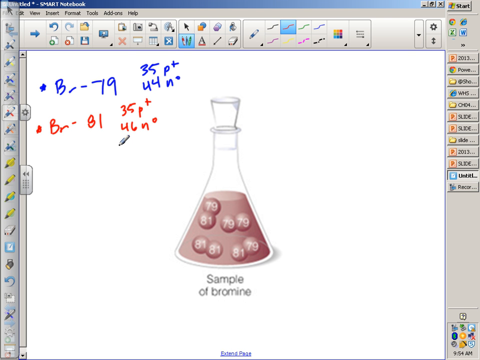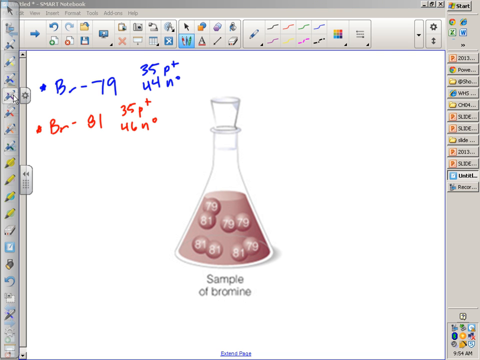So we have to take into account that if we take any random sample of bromine, we're going to have about half of these and half of these. So we need to take an average. If we take an average of the mass number of these 8 atoms, what are you going to get? 80, right? We talked about that right at the end of class on Friday, right?